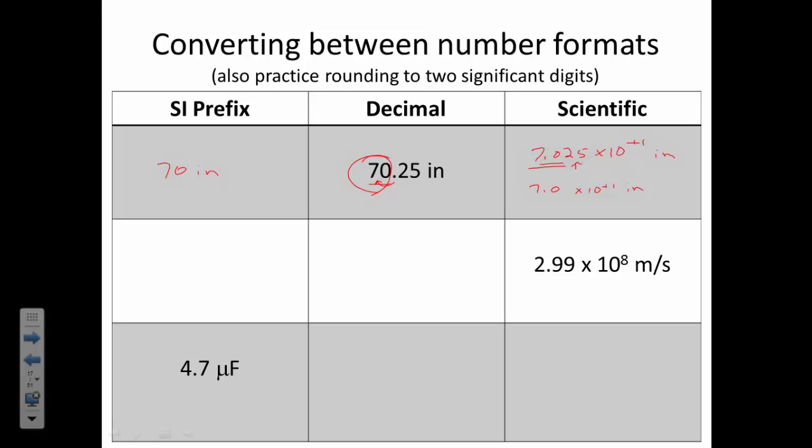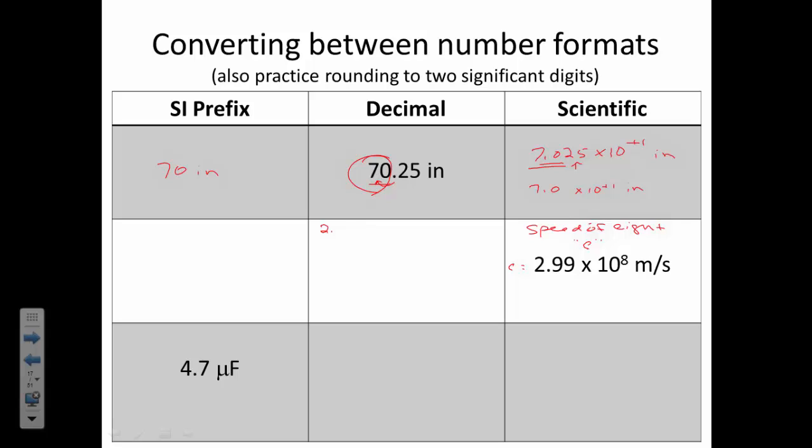2.99 times 10 to the 8th meters per second. This is actually what we call the speed of light in a vacuum. And we use the small letter c for that. So c equals 2.99 times 10 to the 8th meters per second.